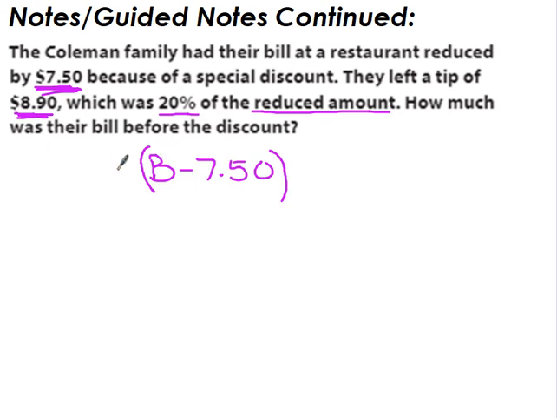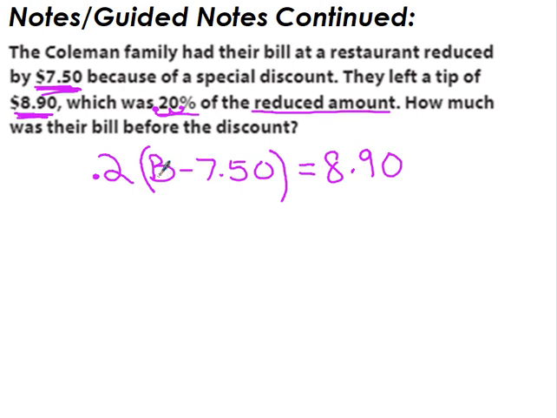So I want to multiply 20%, which is 0.2, because we don't use percentages, we move our decimal over twice, so it's 0.2. I want to find out what 20% is of their final bill. Well, their final bill is whatever the original bill is minus $7.50. That's going to give me the tip amount. Well, the tip amount was $8.90 because the tip amount was 20% of the bill. And that is equal to $8.90. There's my equation.